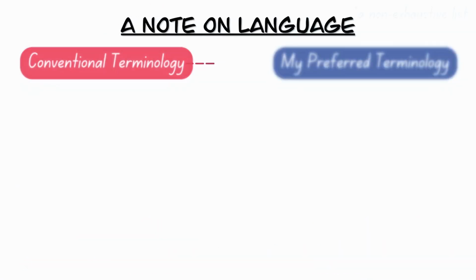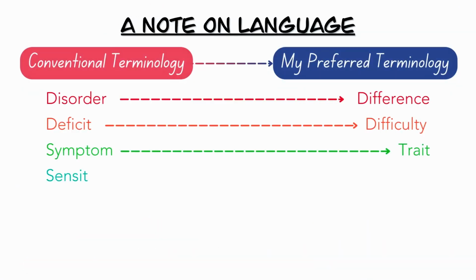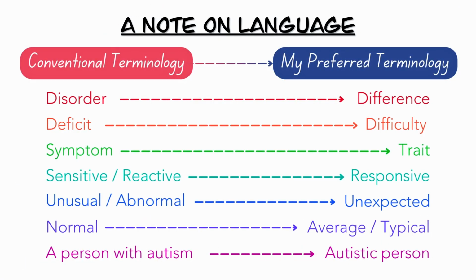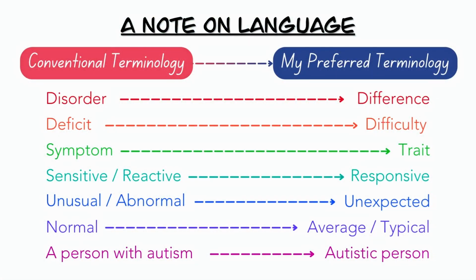Before we get further into it, I just wanted to note that in an attempt to destigmatize neurodivergence, I will be avoiding pejorative and pathologizing language as much as I can. There will be a few instances where I do use the terms that are conventional phrasing, and I'll try to use quotations to denote those, but for the most part, I'll be using my preferred terms. So a disorder or a deficit will become a difference or difficulty, symptoms become traits, sensitive or reactive becomes responsive, and unusual or abnormal becomes unexpected.